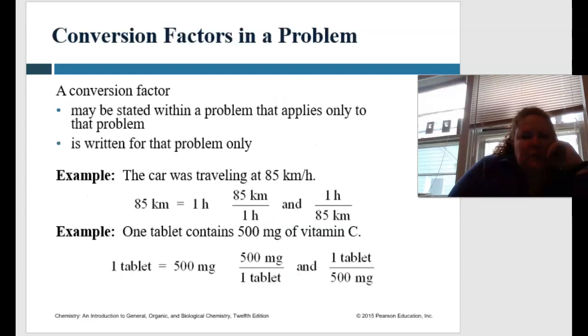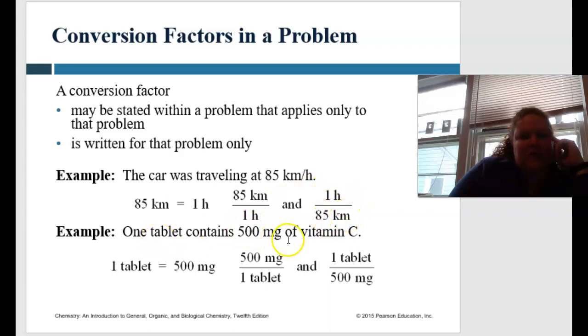Okay. So let's work on a problem. A conversion factor may be stated within a problem that applies only to that problem, and it's written for that problem only. For instance, the car was traveling at 85 kilometers per hour. So you can say 85 kilometers equals 1 hour. You can write that as 85 kilometers over 1 hour, or 1 hour over 85 kilometers.